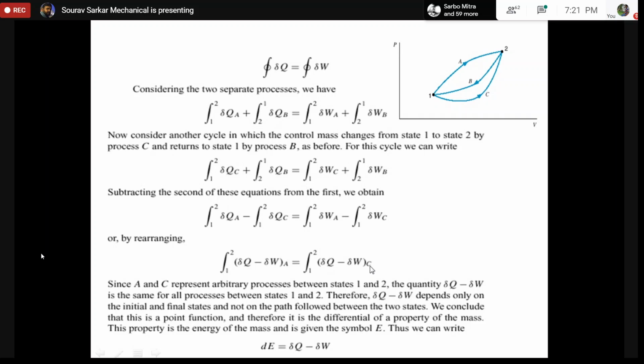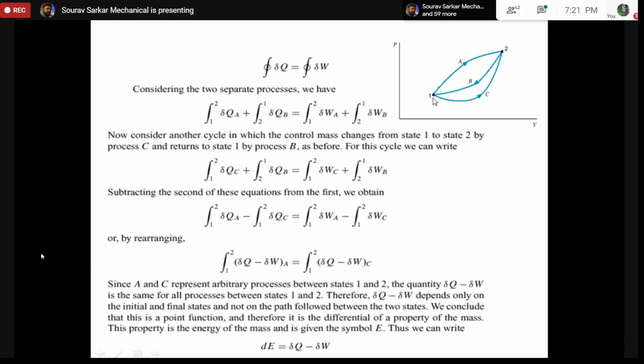So basically what I am trying to say is, if I am at the point 1, from point 1 I am traveling to the point 2 through the path A. During this process, I have a quantity. That quantity is dq minus dw. So dq minus dw is basically one quantity. So that quantity is changing. This is the change of this quantity, and the right side term is integration 1 to 2 dq minus dw.